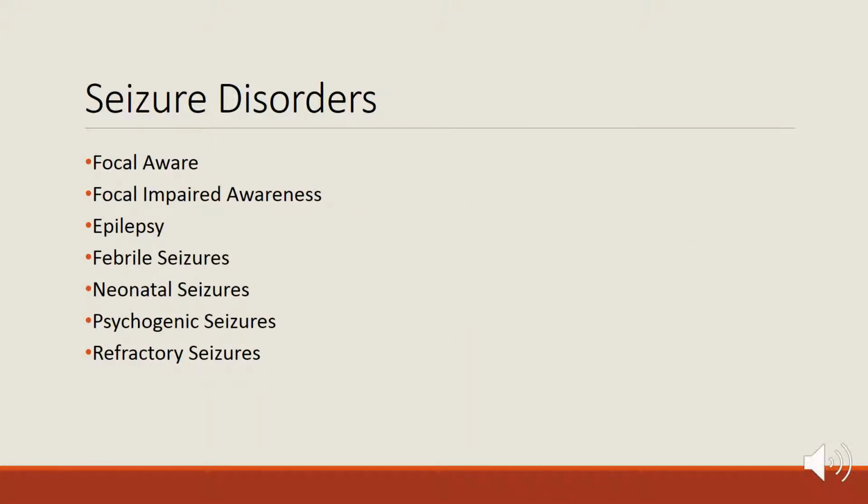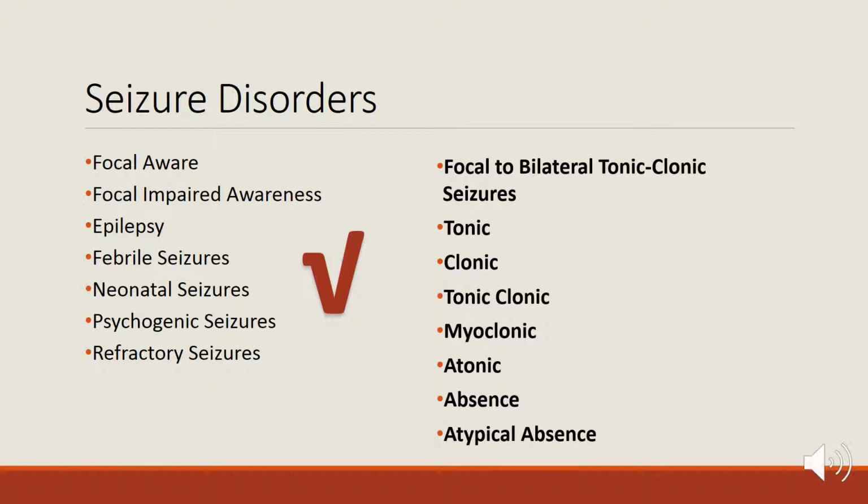We've talked about focal impaired awareness, epilepsy, febrile seizures, neonatal seizures, psychogenic seizures, and refractory seizures. But we've actually already talked about focal to bilateral tonic-clonic seizures, tonic seizures, clonic seizures, tonic-clonic seizures, myoclonic seizures, atonic seizures, absence seizures, and atypical absence seizures. Together, all of these seizures represent the 15 commonly diagnosed seizures.